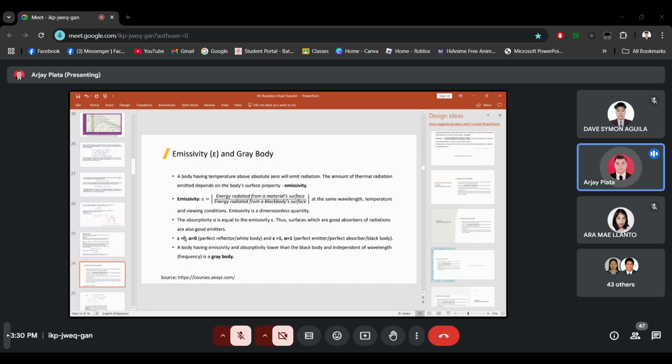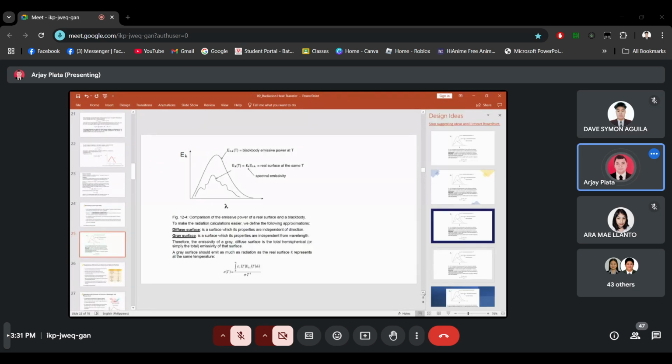So a body having the emissivity and absorptivity lower than the black body and independent of wavelength is called a gray body. Di ba sabi ko, pwedeng gamitin sa MUC. Okay?